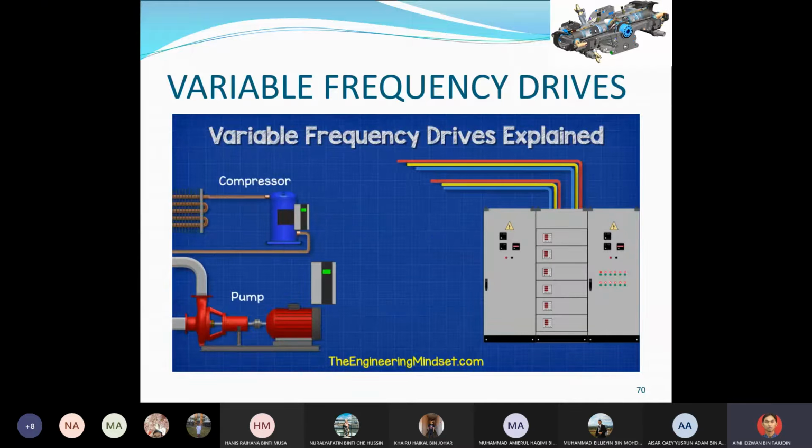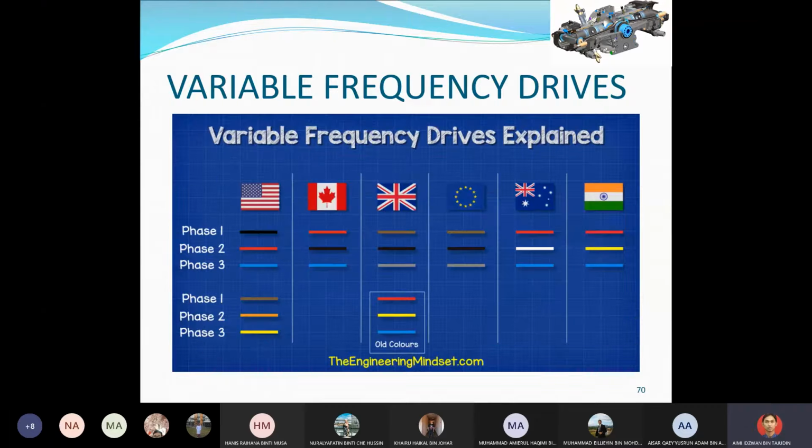We install the VFD into the power supply of an AC motor. This is usually a three-phase supply for most applications. Now I'm going to color these phases in red, yellow and blue, simply because I think it's easier to see. But each country uses a different color code, just be aware of this.